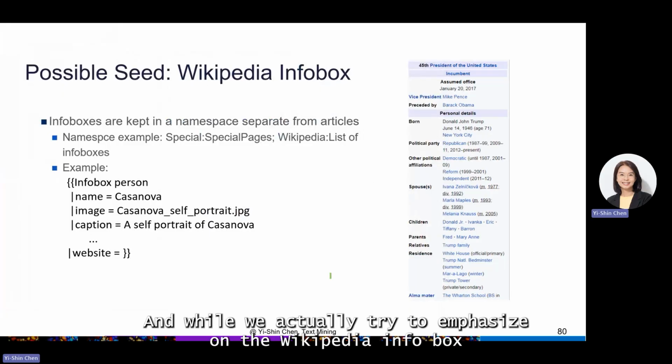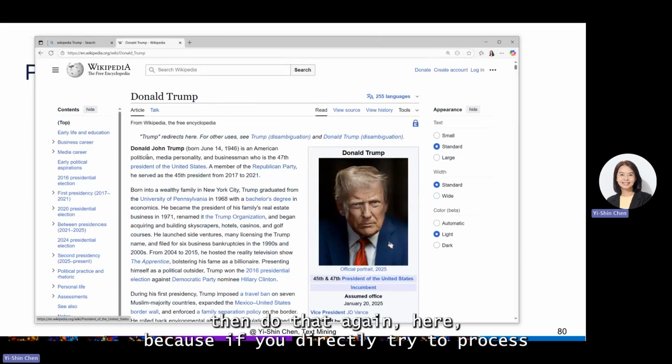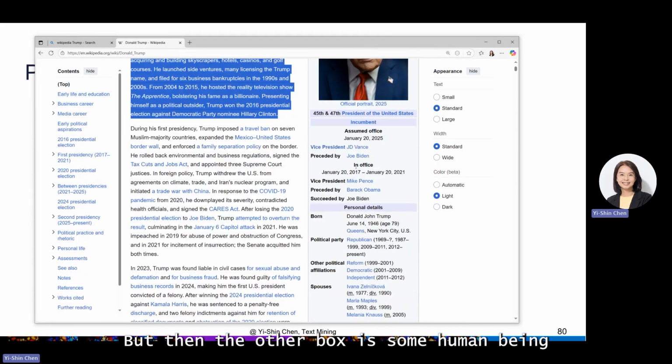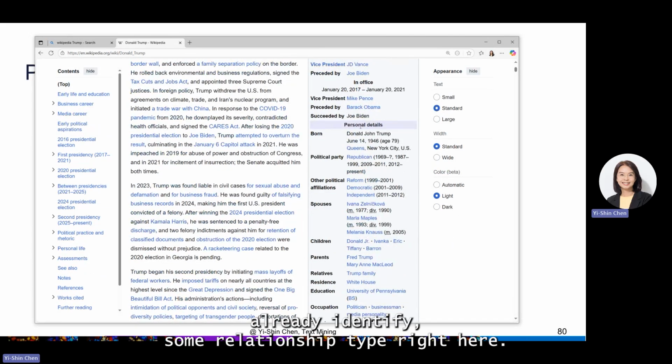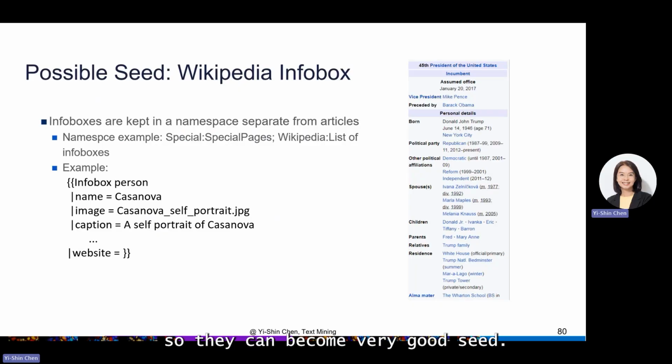And while we actually try to emphasize the Wikipedia infobox, let me do that again right here. Because if you directly try to process that information, you probably don't know the pattern, right? But in the infobox, some human being already identified the relationship type right here. So you will not get much wrong from that information. So they can become very good seeds.